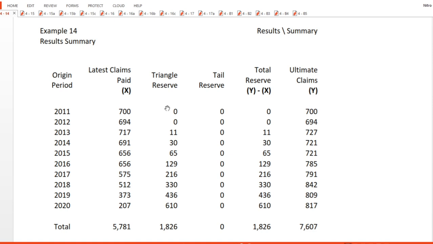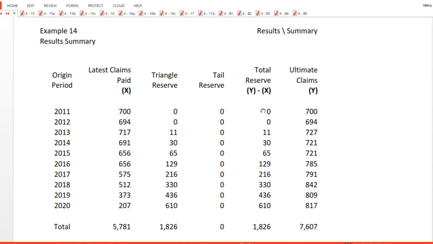Firstly, the triangle reserve must be 0 for the oldest origin period. If you're doing the chain ladder method on a spreadsheet or a self-built tool, then this is a quick error check on your model. Next, we can consider the ratio of triangle to tail reserve in totality. Models with a high proportion of tail reserve are generally more concerning to the reviewer. Not necessarily wrong, but perhaps indicative that we've lacked historical data for our modelling purposes and that the chain ladder method might struggle to provide a reliable result.